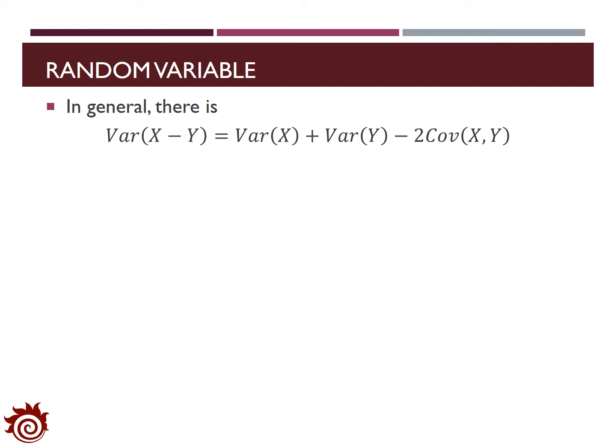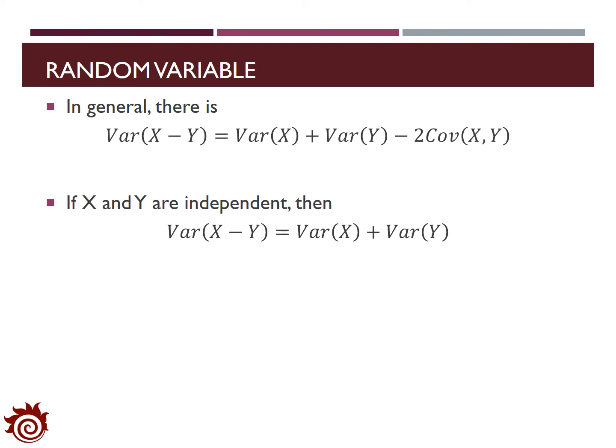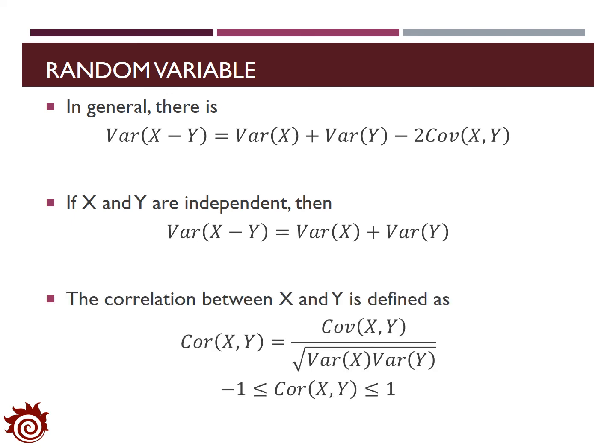Now we can summarize some interesting features. In general, for any two random variables X and Y, the variance of X minus Y equals the variance of X plus the variance of Y minus 2 times the covariance of X and Y. If X and Y are independent, then we know that the covariance of X and Y is 0, which means the variance of X minus Y equals variance of X plus variance of Y.